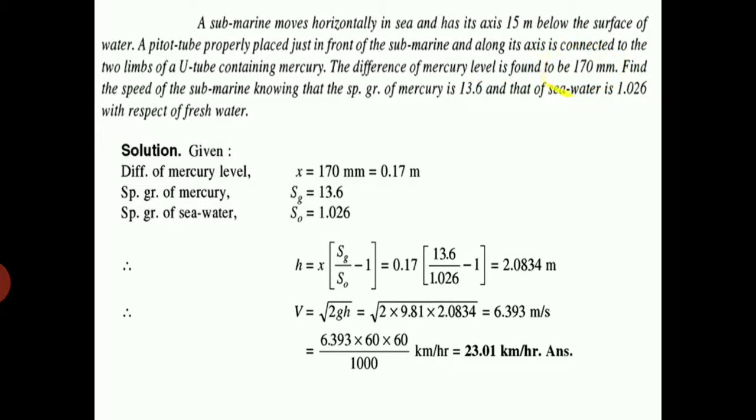That is what is being given to us. The value of X is being given to us. Find the speed. We need to calculate the velocity such that the specific gravity of mercury is being given to us, that is 13.6, and that of sea water is also being given to us, that is 1.026. So we'll be calculating first H.